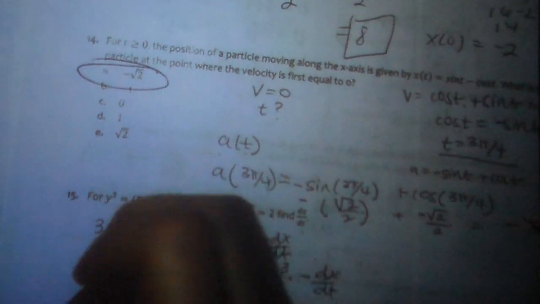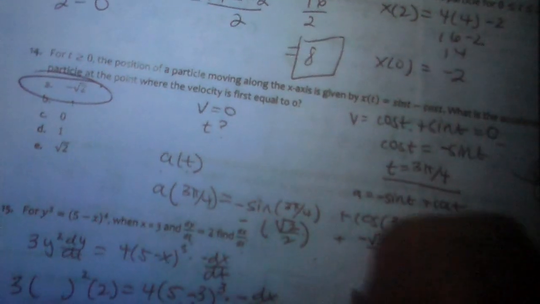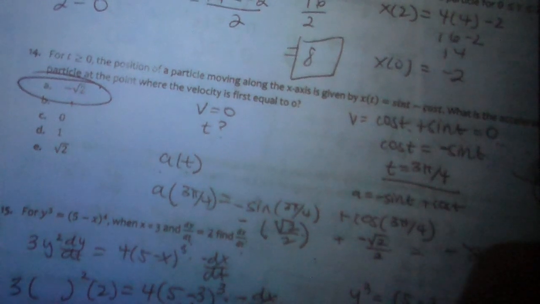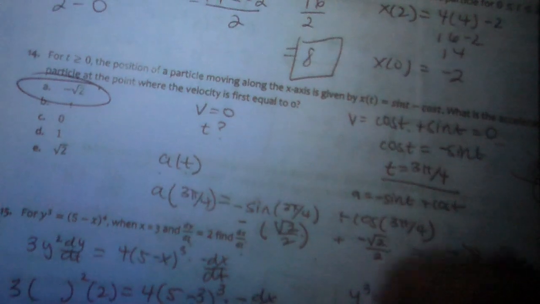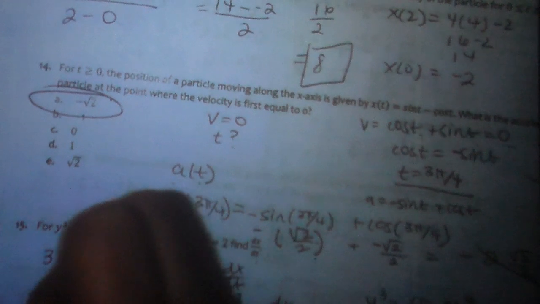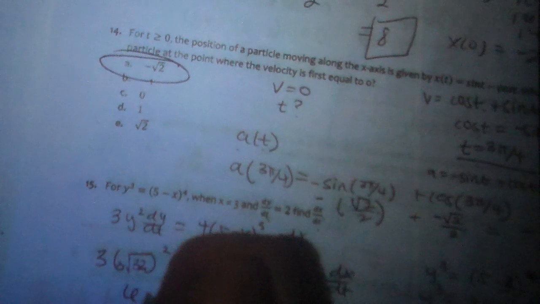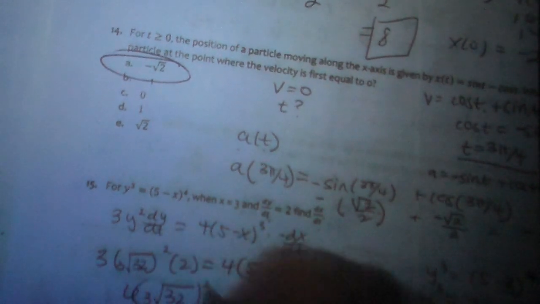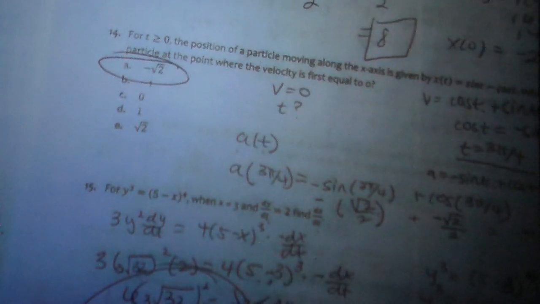This is 6 times, I need to know what y is. So I know what x is. See how you can find y by just plugging in. So y cubed is 5 minus 3 to the 4th. 5 minus 3 is 2. 2 to the 4th is 2, 4, 8, 16, 32. 32 is y cubed. Then y is just the cube root of 32. So this is 6 cube root of 32 squared. Divide by negative 32 to get your answer. And there's your answer.